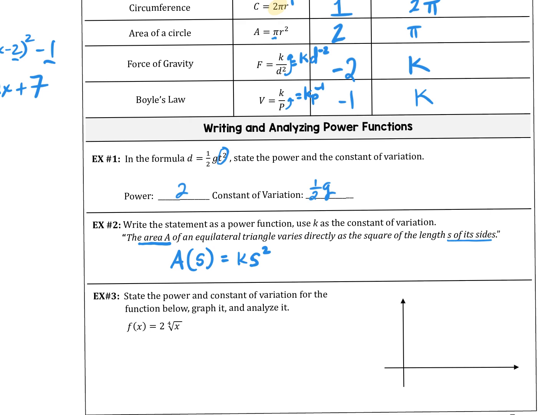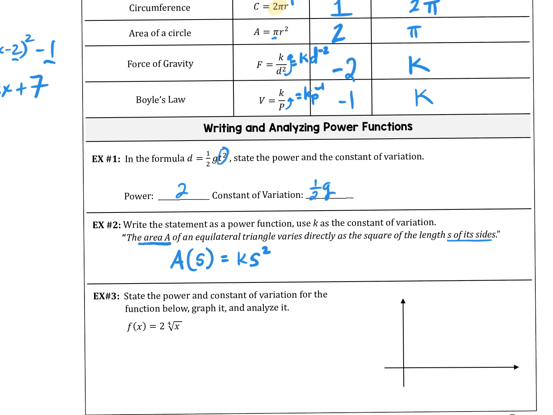So what is the power of this function? 2. What is the constant of variation? k. And what are we solving for? We're looking at the relationship between side length and what? Area. Yes. Between side length and area, okay? So now it says state the power and the constant of variation for this guy.